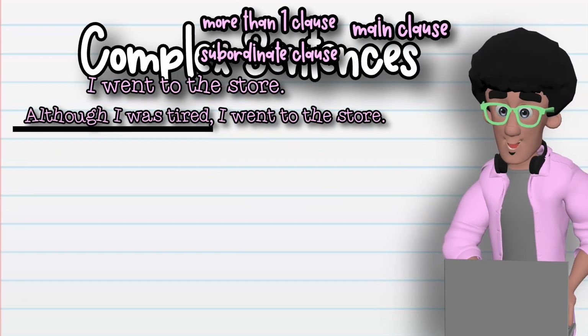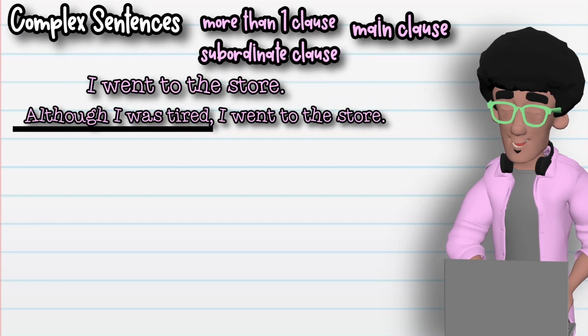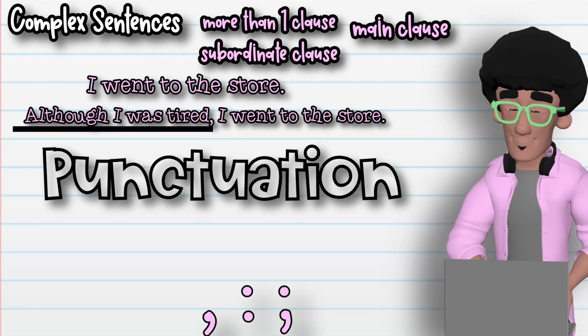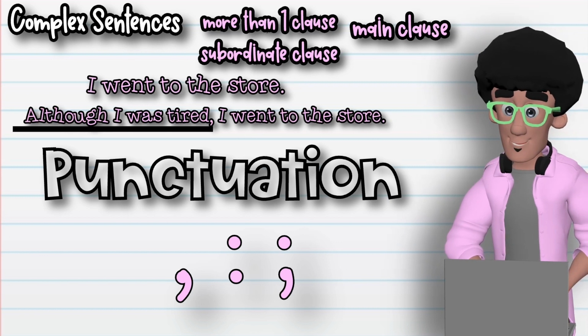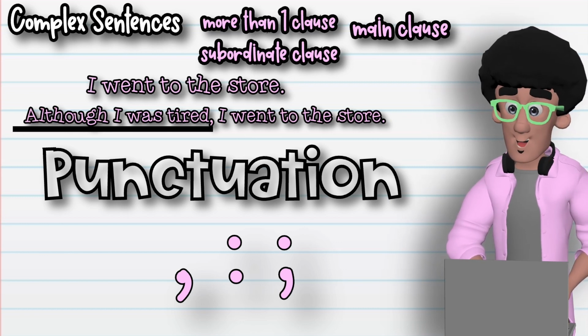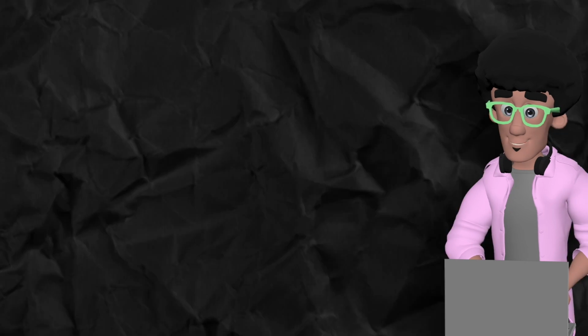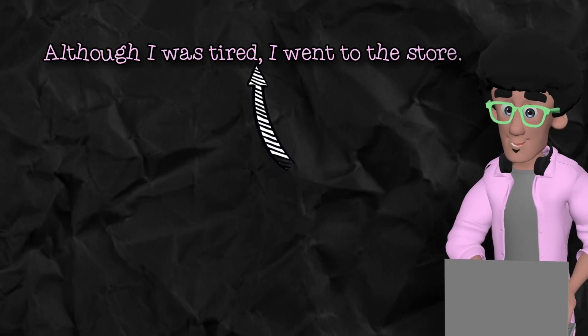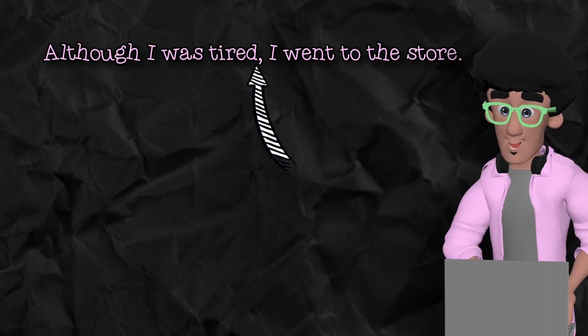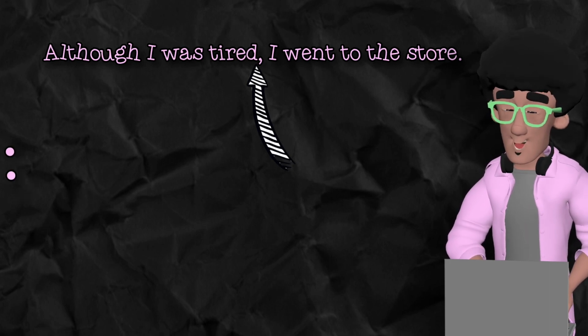Now, let's talk about the punctuation marks that come into play when using complex sentences. The most common ones are commas, colons, and semicolons. Commas are used to separate the main clause from the subordinate clause. In our previous example, we used a comma to separate the main clause, "I went to the store," from the subordinate clause, "although I was tired."